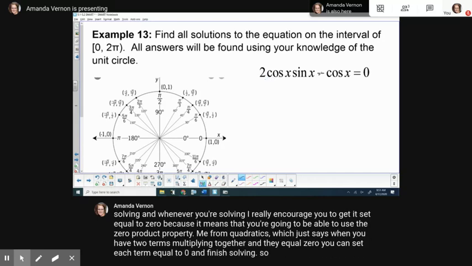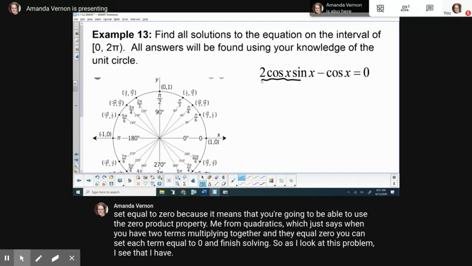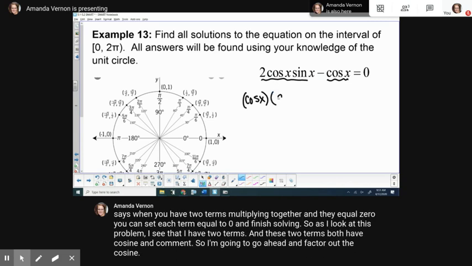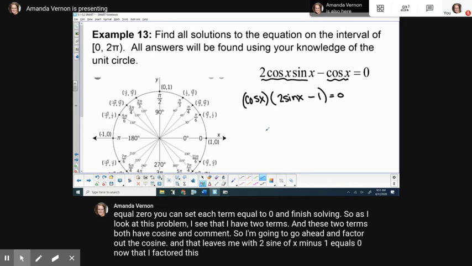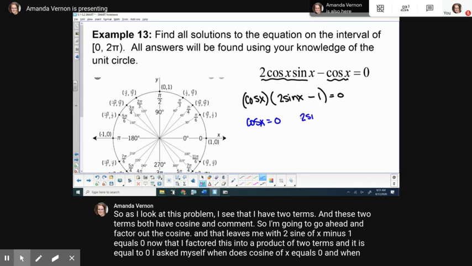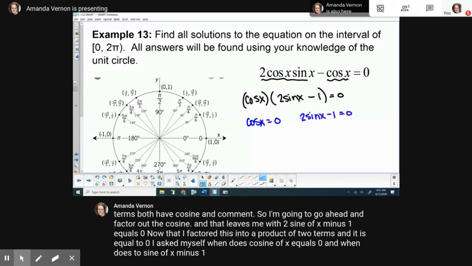So as I look at this problem, I see that I have 2 terms, and both have cosine in common. So I'm going to go ahead and factor out the cosine, and that leaves me with 2 sine of x minus 1 equals 0. Now that I've factored this into a product of 2 terms equal to 0, I ask myself, when does cosine of x equal 0? And when does 2 sine of x minus 1 equal 0?